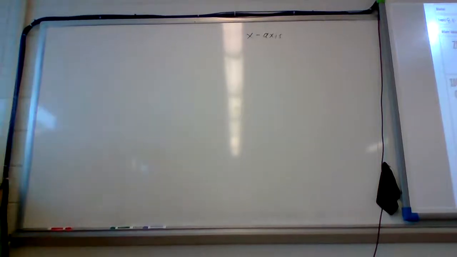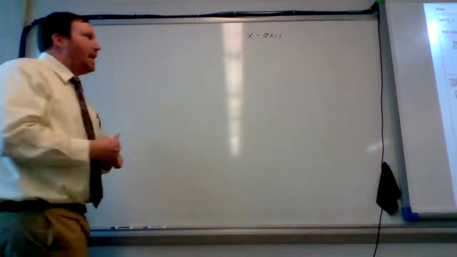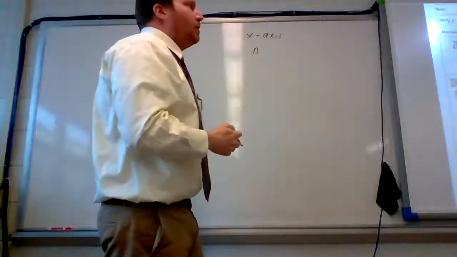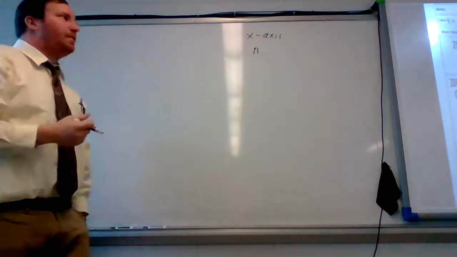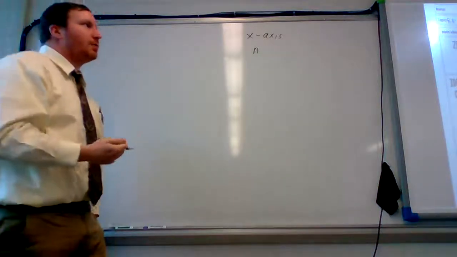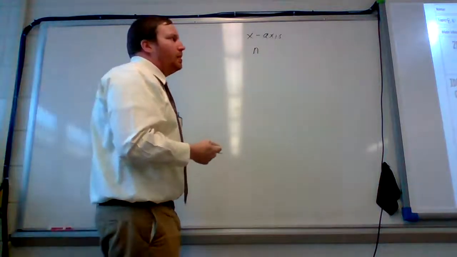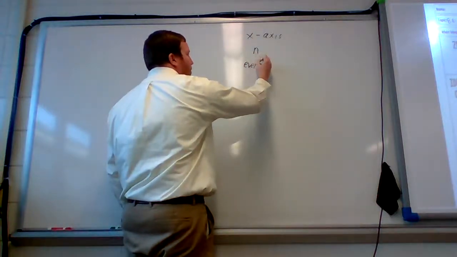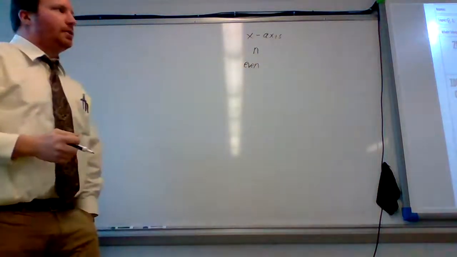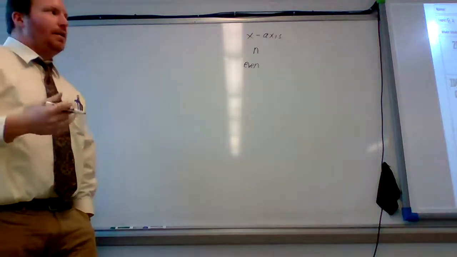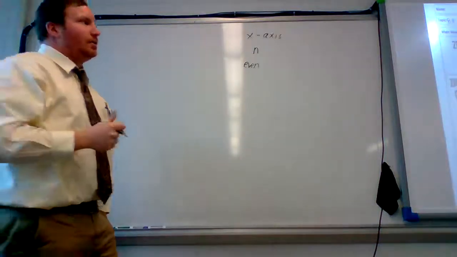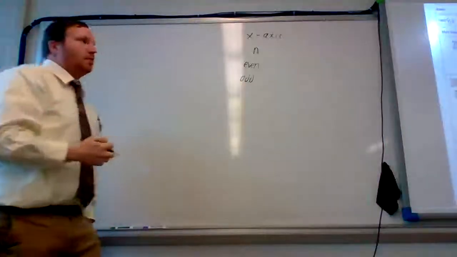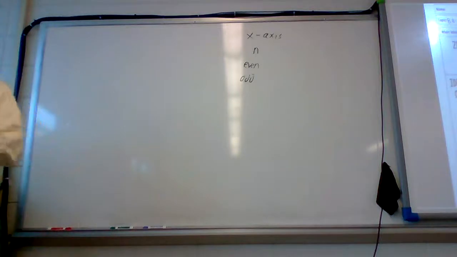A polynomial function of degree n can have at most n real zeros. So whatever your degree is, that's the total amount of real zeros that are possible. An even degree polynomial has an even number of real zeros, or it could have no zeros as well. And an odd degree polynomial has an odd number of real zeros.